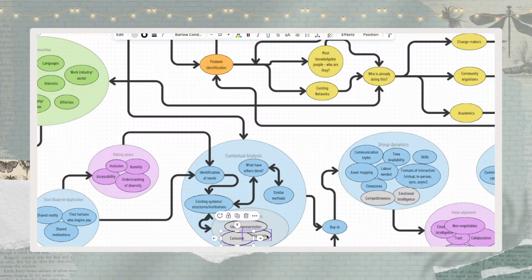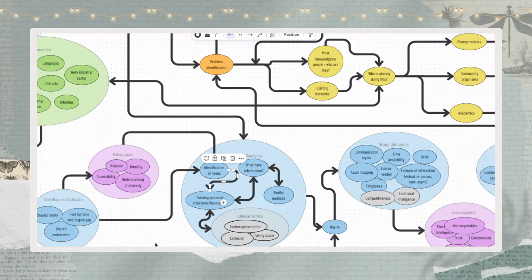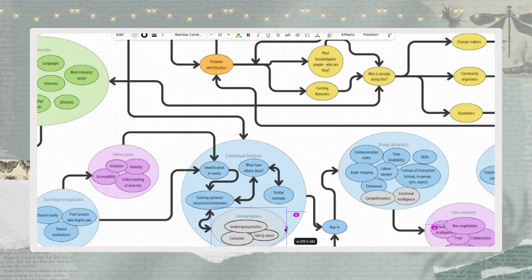Now the next question would be, what do we do with that? Because what we are doing here, all these arrows mean the input of something. Let's say the big bubble of contextual analysis will inform the group buy-in. So what do we do with the gray one? And this one is not bidirectional. No, it's unidirectional. So once we analyze the existing systems, structures, and institutions, we can identify what external barriers have come out of that.